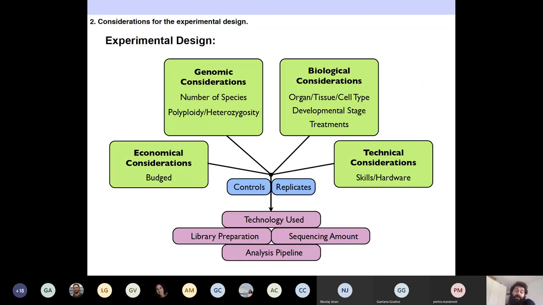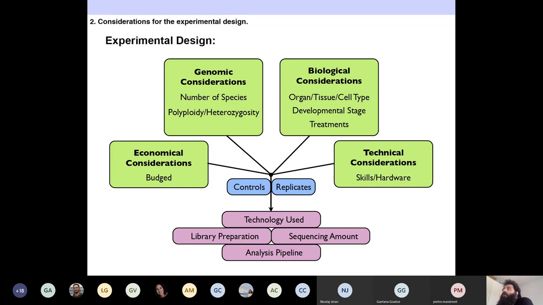So when you have this experimental design, you need to have these considerations. First you have economical considerations, so you know how big your budget is. Then you need to have genomic considerations about the number of species, polyploids, and heterozygosity that you are going to handle.